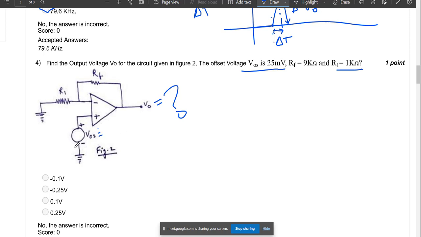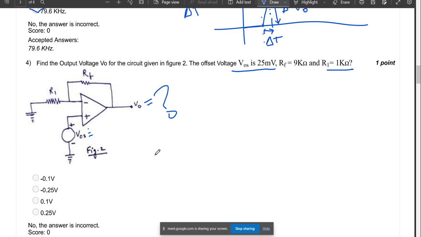VO is asked, VOS is given, RF and R1 are given. So now try the question. I'm giving you 3 minutes for this. It's a simple question. You have to put it in the formula that has been taught to you by Jayanta sir. So try to solve it. I'm giving you 3 minutes.